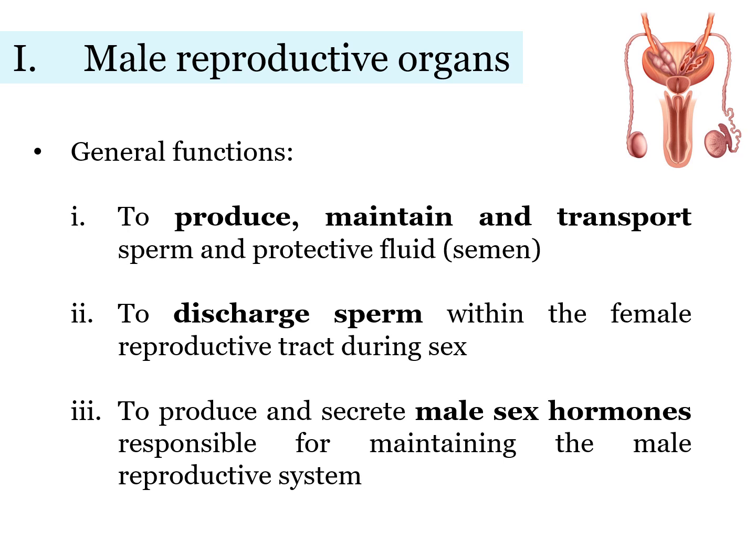Alright, let's start with the male reproductive organs first. General functions for the male reproductive organs are to produce, maintain, and transport sperm and semen, to discharge sperm into the female's reproductive tract, and to produce and secrete male sex hormone.